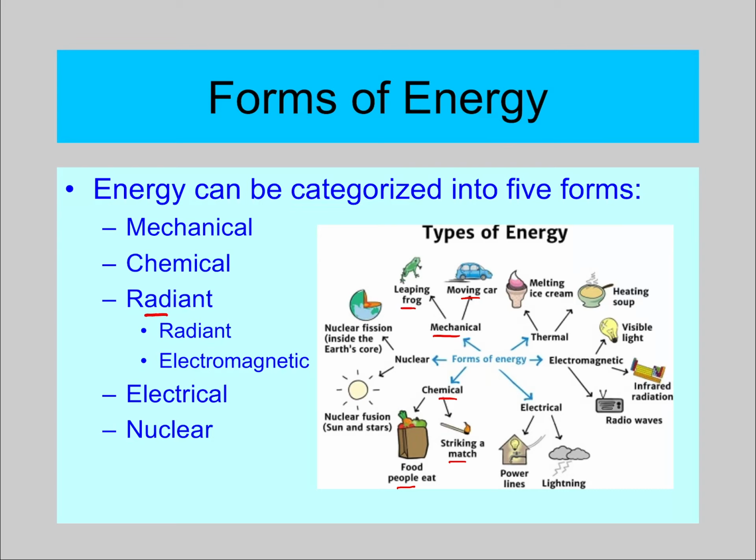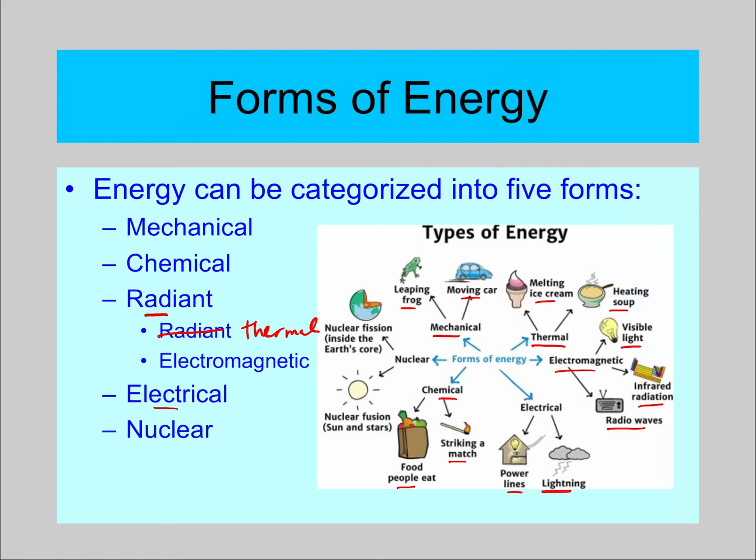We have radiant, which in this diagram is going to be broken up into thermal, that should say thermal, and electromagnetic. They're all going to be under the same umbrella, but we can further break them down. So thermal would be melting ice cream, heating soup. Electromagnetic is going to be the electromagnetic spectrum, so visible light, infrared radiation, radio waves, x-rays. Those all fall into the radiation category.